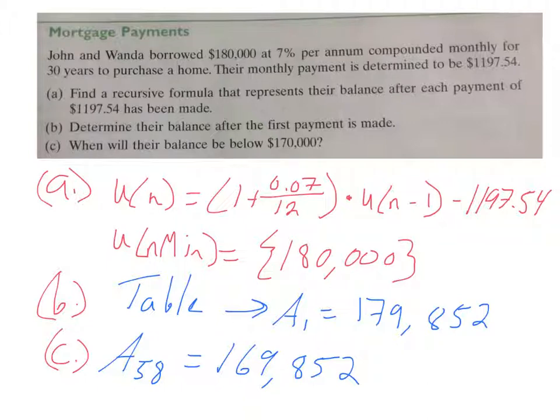Now what ends up happening here is that the payoff gets faster and faster. At first, because you're doing 7% on such a large amount of money, the interest is sort of offsetting the amount that you're paying off, and you're paying off only a little bit of the loan each time.